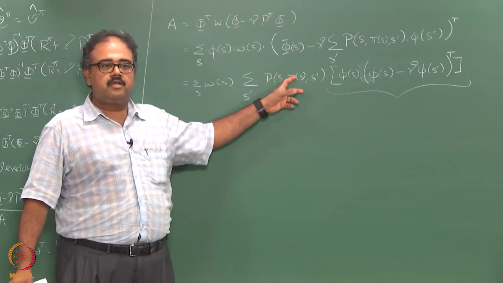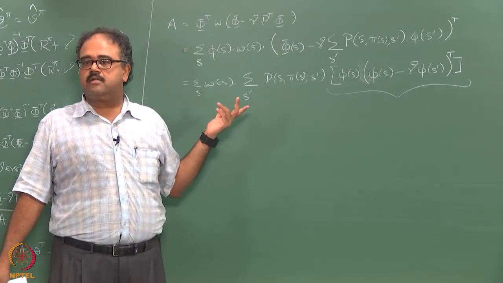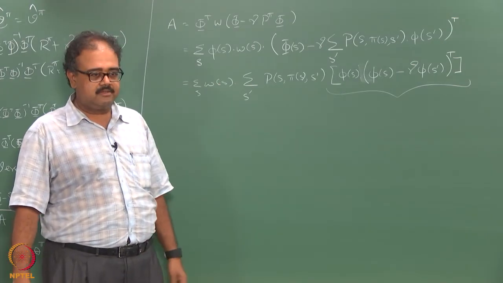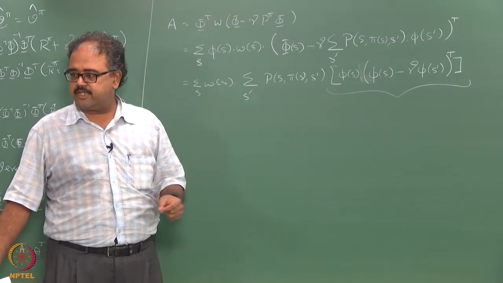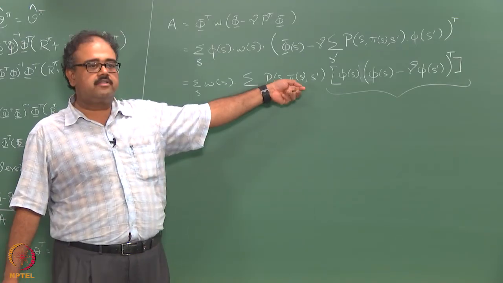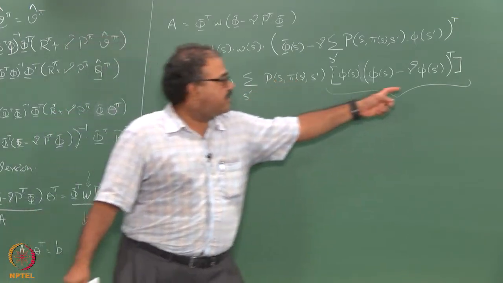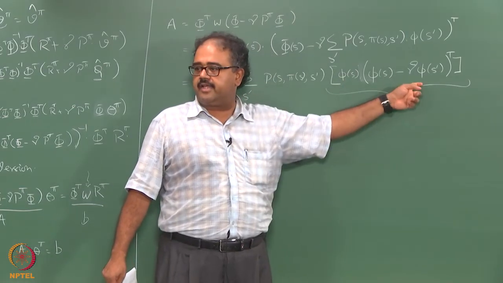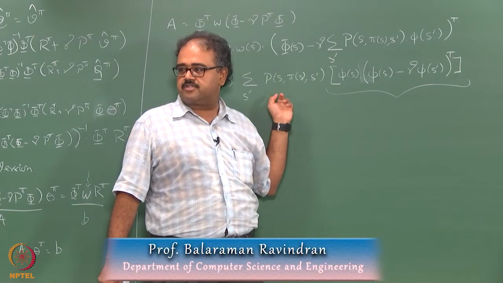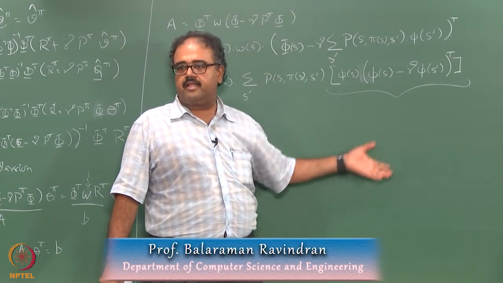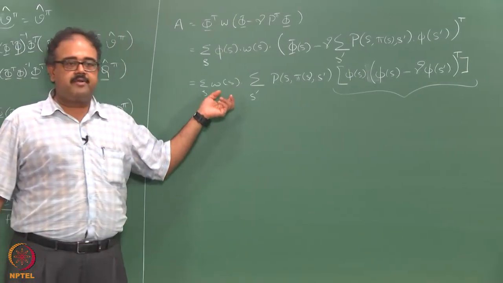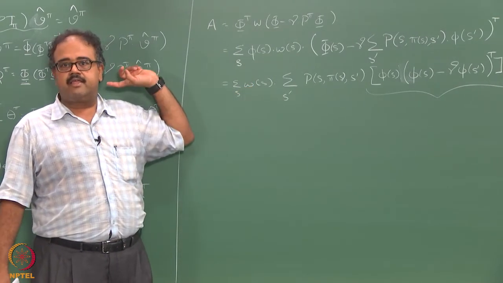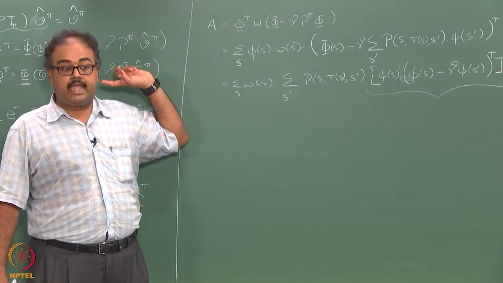So what I can do now is keep sampling transitions from s to s prime according to this distribution, compute this quantity, the difference between s and s prime, again and again by sampling according to this distribution, and then take an average weighted by how much importance I want to give to each of the states, and that gives me my A.